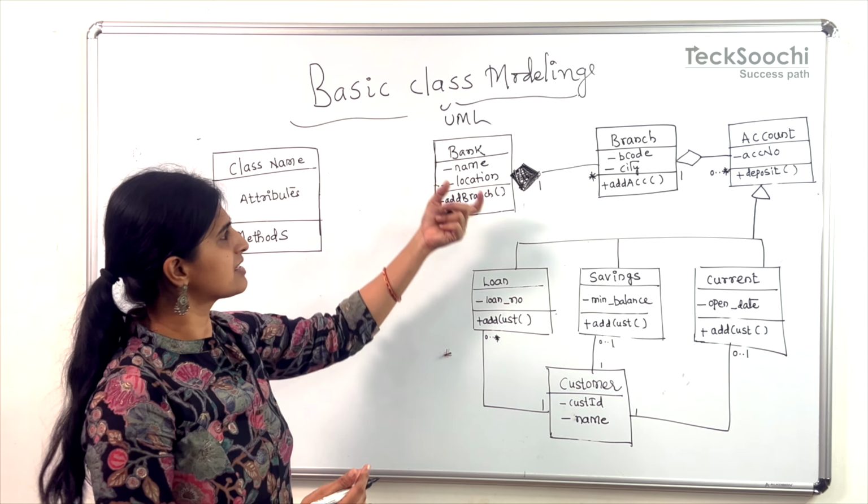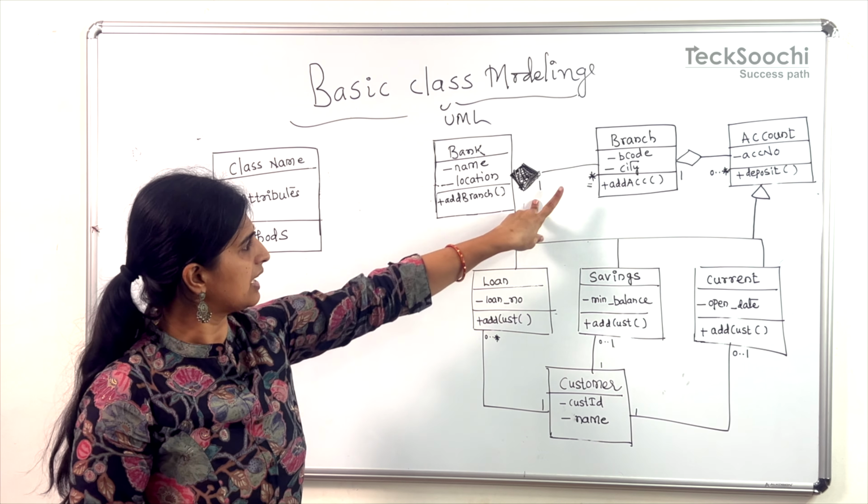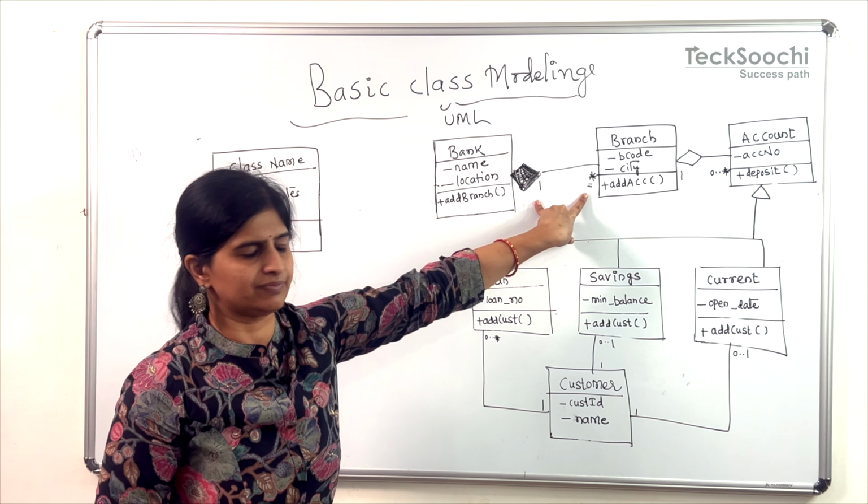Okay, for example, I have Canara Bank. In Dharwad, a Canara Bank can have multiple branches located at different locations in Dharwad. So how am I going to represent it with the cardinality ratio? One bank can have multiple branches.